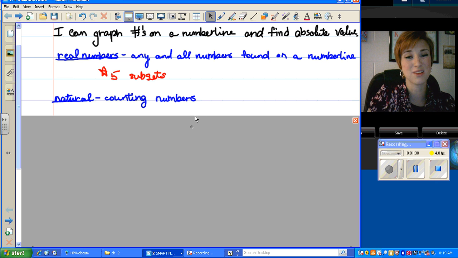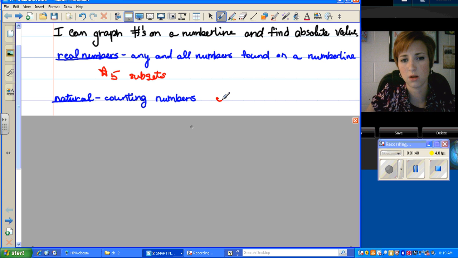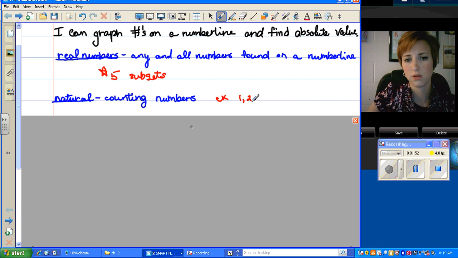So think back when you're little and you're learning how to count. That's the numbers that come natural to you, like 1, 2, 3. Those are your natural numbers. So 1, 2, 3, dot, dot, dot for as high as you can count.